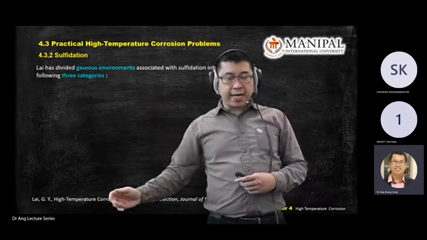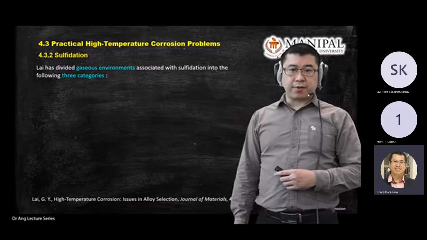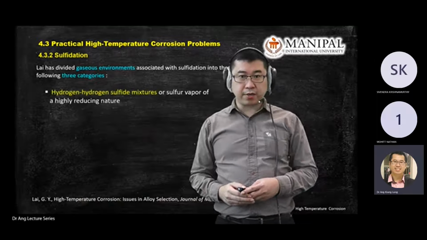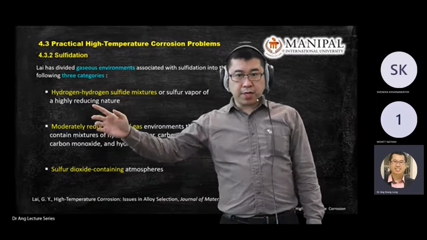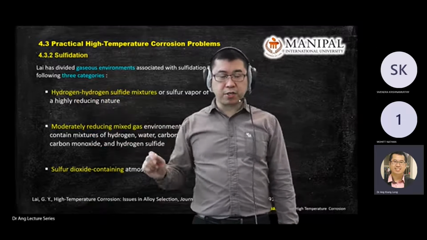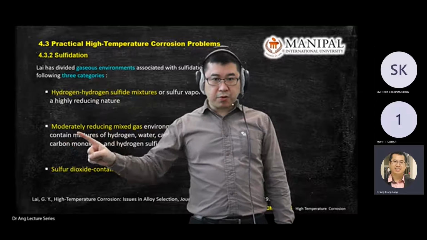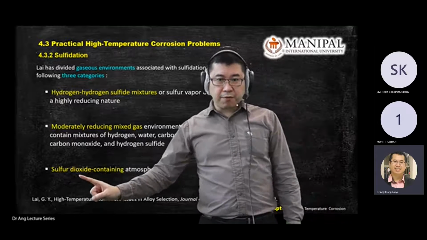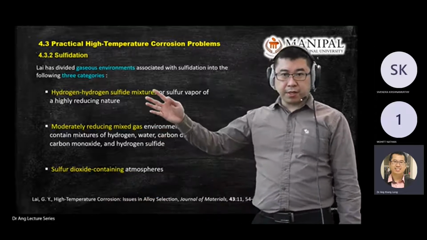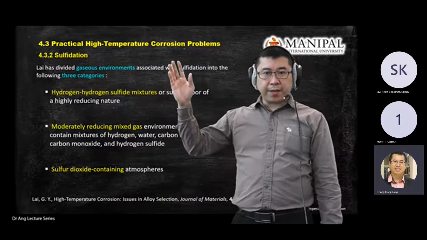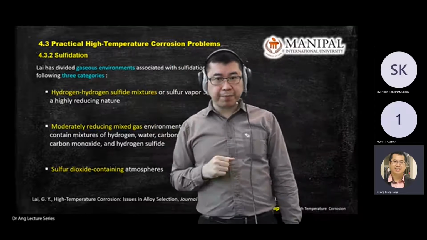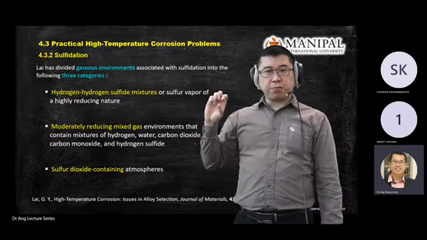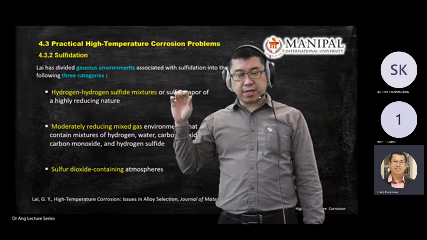Sulfidation, according to Lai in his research on high temperature corrosion, has three categories. The first one is hydrogen sulfide mixture. The second one is a moderately reducing mixed gas environment. The third one is a sulfur oxide containing atmosphere. And we're focusing on gaseous environments. So for sulfidation, we look at operations that are exposed to sulfur or gaseous environments.